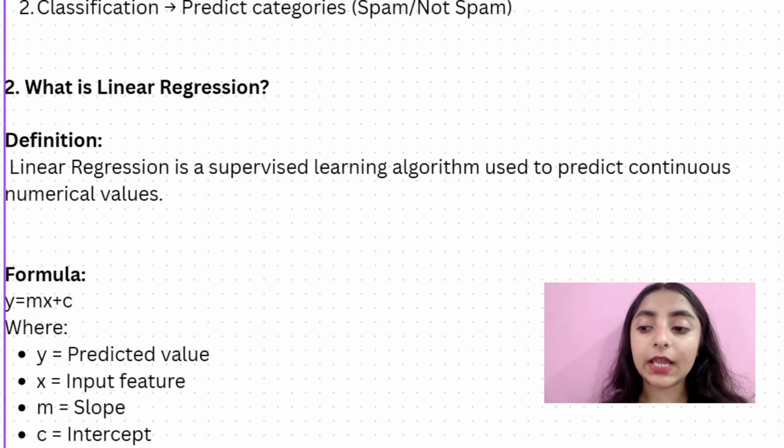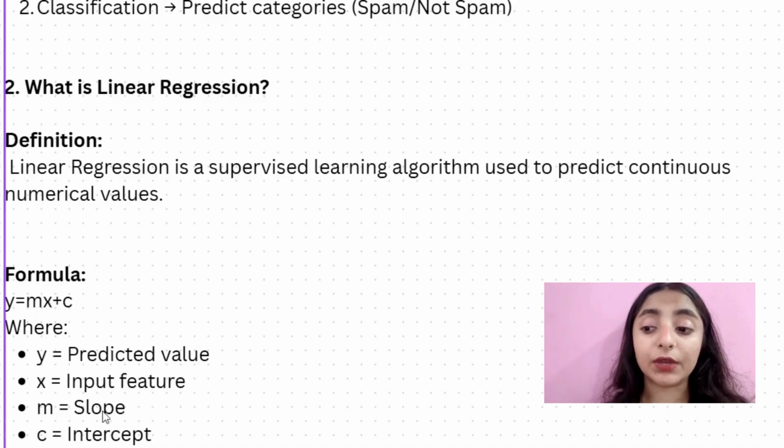The formula will look like y = mx + c. What is y = mx + c? Here y is the predicted value. We already know that the program has both the input and output data. We are giving predicted values; we don't know the actual value. So y is the predicted value, x is the input feature, m is the slope, and c is the intercept.